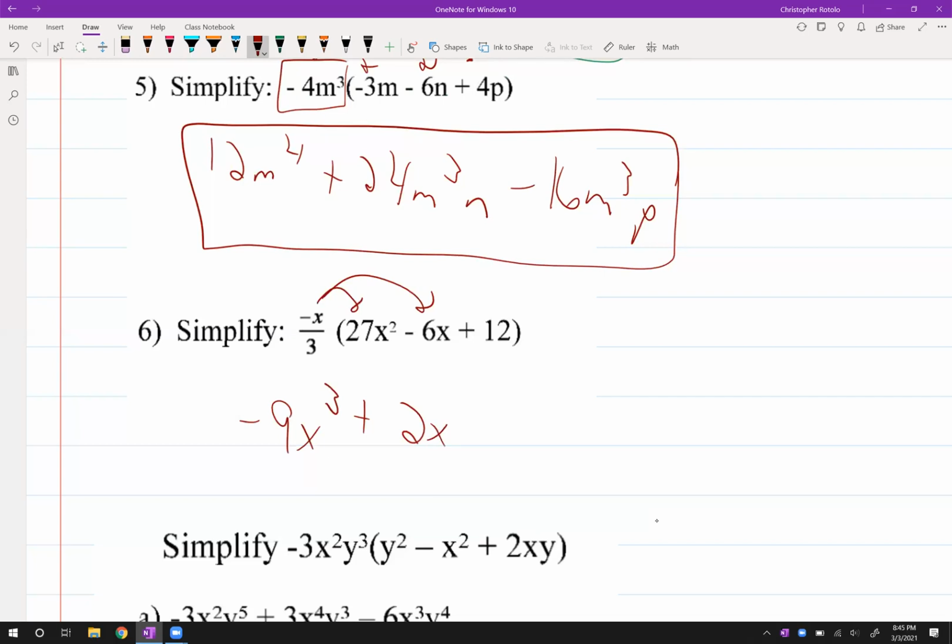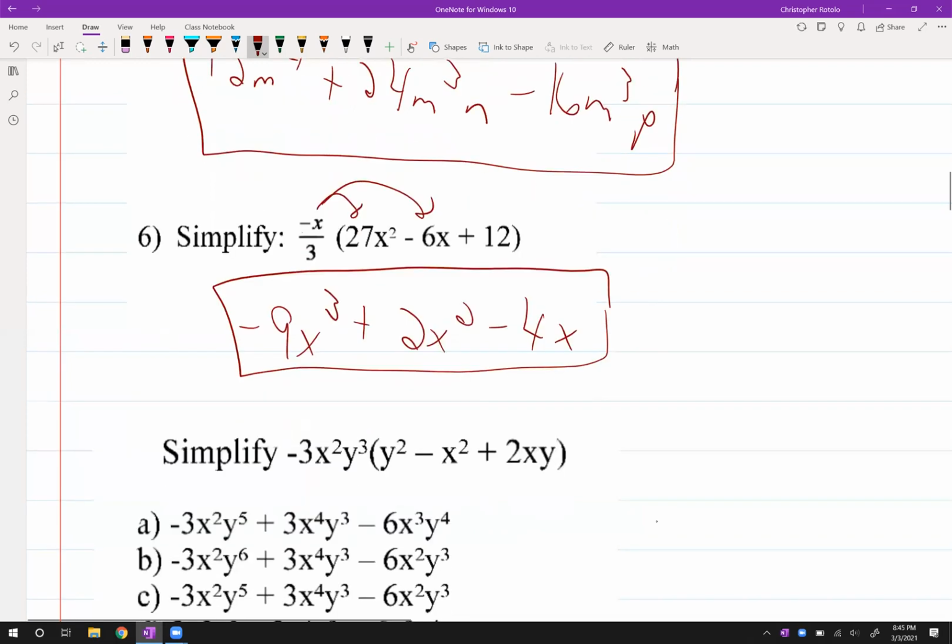And x times x is x squared. All right, 12 divided by 3, well, that's going to be 4. It's a negative times a positive, so it's negative. And it doesn't carry any more x's. We'll just make it x to the 1st power.